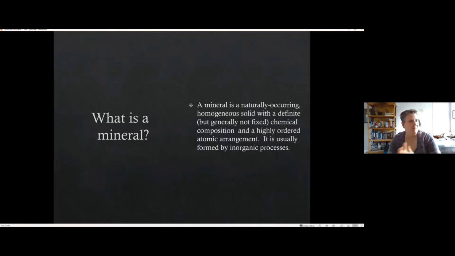But anyway, as I digress, I'm going to show you the definition I showed you a couple of weeks ago about what a mineral is, because there's one thing in here that's very important: a mineral has a highly ordered atomic arrangement. And if it didn't have this, we wouldn't have to talk about crystallography, which maybe in the long run would be good.